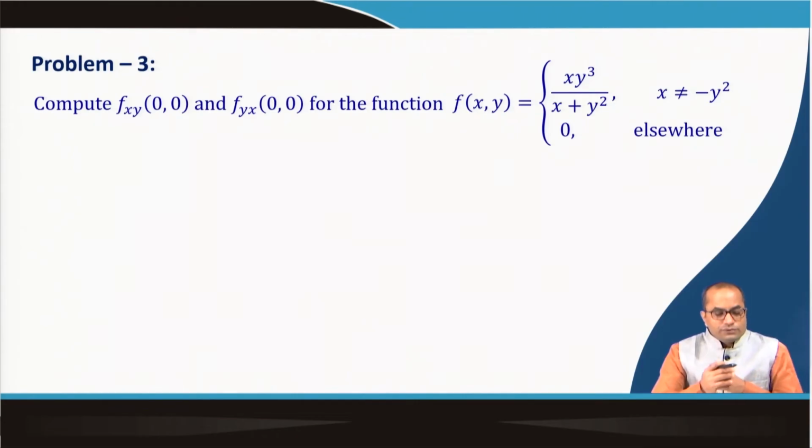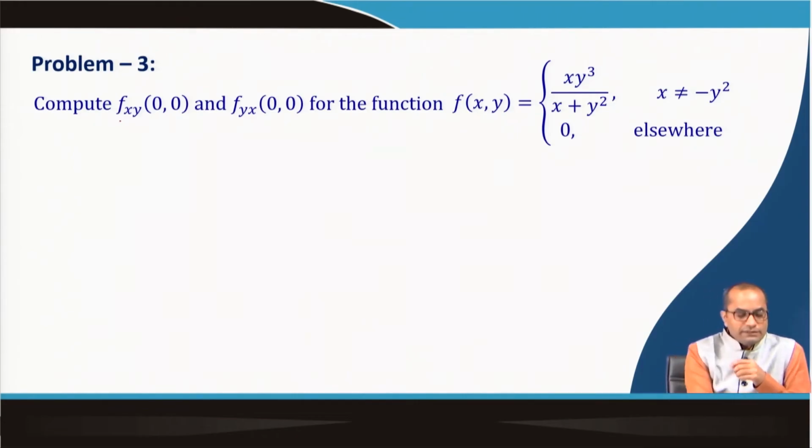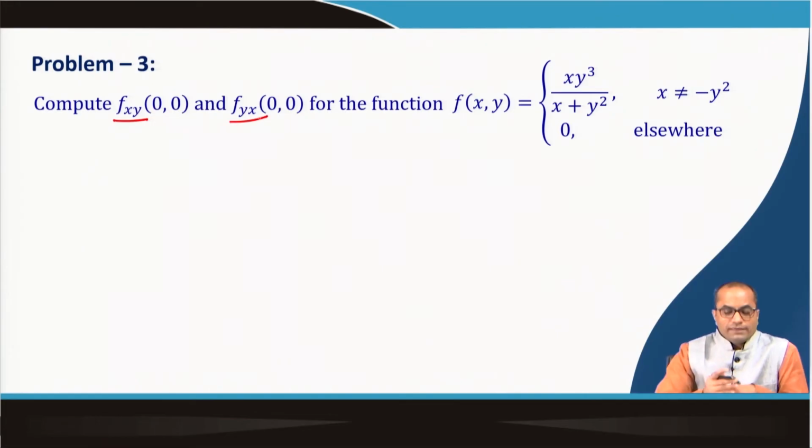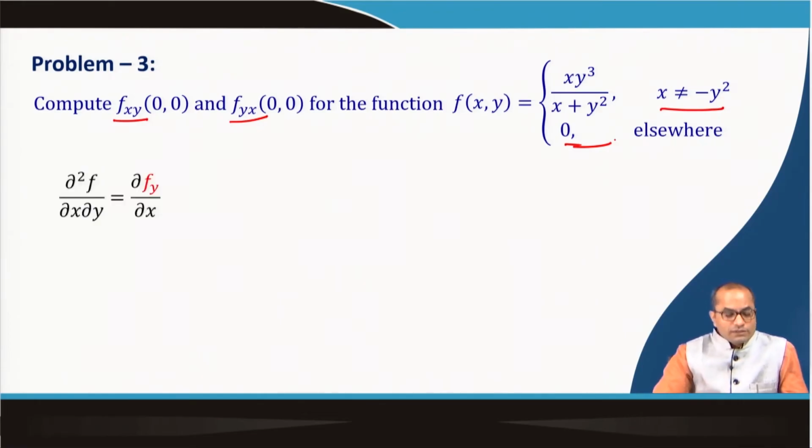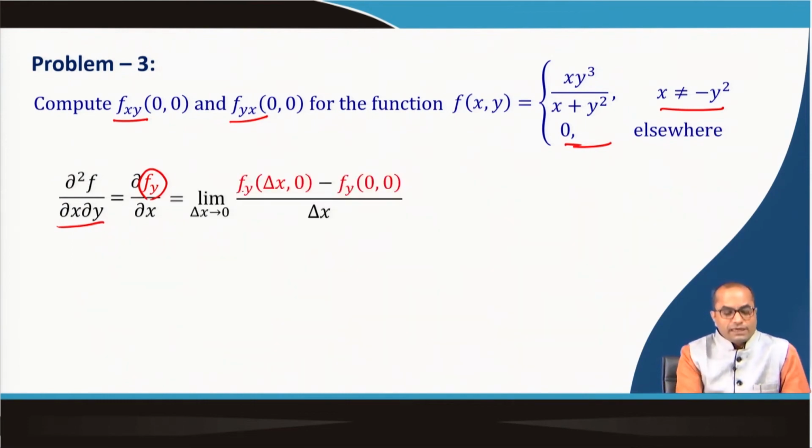So, let us move to problem number 3, and here we need to compute again f_xy and f_yx for this function. Now, the function is x y³ over (x plus y²), and this is naturally when x is not equal to minus y², elsewhere the value is 0. So, if we first compute this ∂²f over ∂x ∂y, that means the partial derivative with respect to x of this function f_y, then as per the definition we have f_y(Δx, 0) minus f_y(0, 0) over Δx.